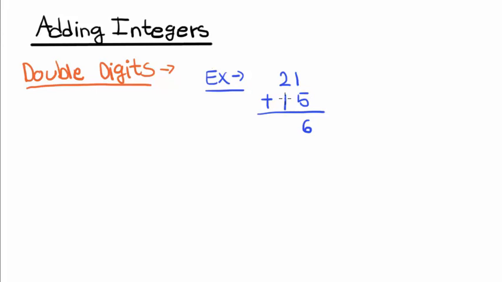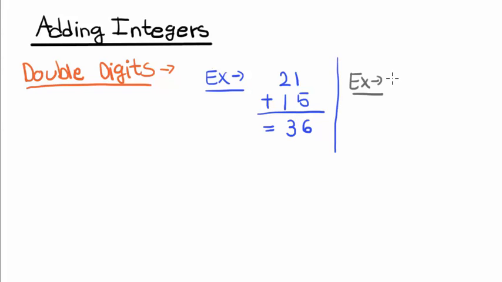Now I move on to my next set. Then my next set of digits are 2 and 1. So when I add 2 and 1 together, I get 3. So I'll write down 3 right below the 2 and the 1. And so this is really my answer. Okay? So let's do another example.